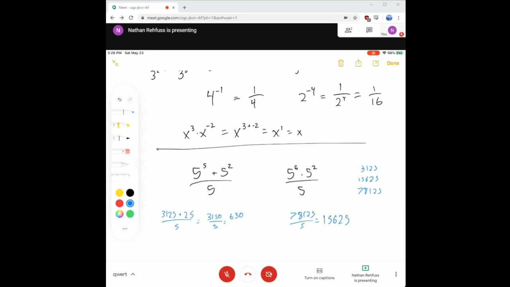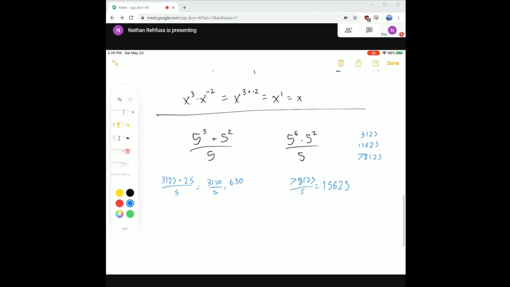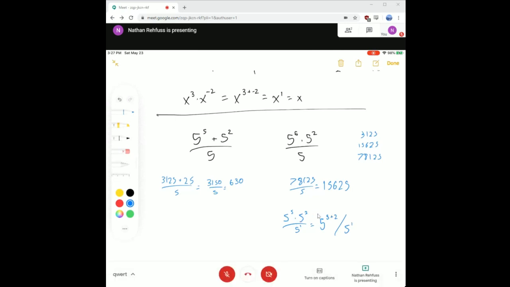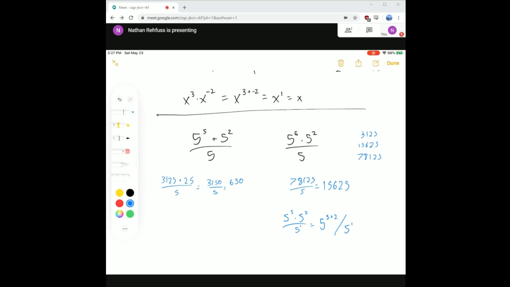If I want to work on these with shortcuts, though, this one on the right here, I can write 5 to the 5th times 5 squared over 5. Well, 5 is 5 to the 1st, so I'm going to put a little 1 right there. This is 5 to the power of 5 plus 2 divided by 5 to the 1. I use the product property up here, multiply these two things with the same base, and we can add the exponents. If we're dividing, we can subtract the exponents, so this is 5 to the power of 5 plus 2 minus 1, which is 5 to the 6th, which is 15625.